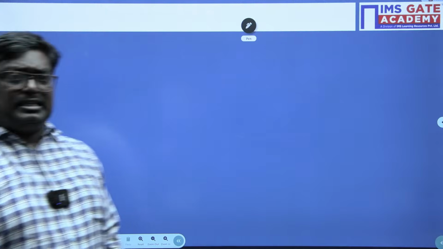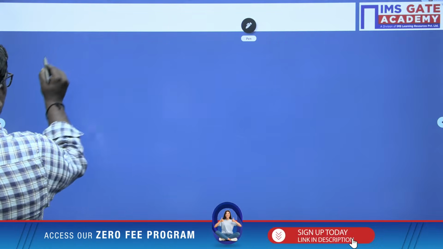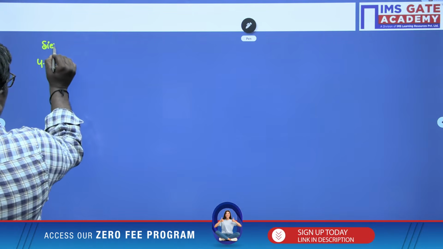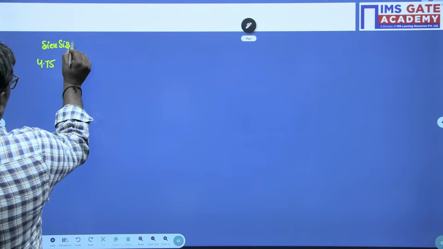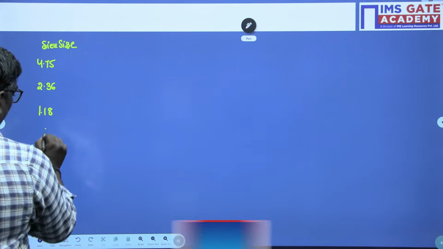Now, my dear students, let us understand what is sieve analysis. In sieve analysis, the first sieve size is 4.75, then there can be 2.36, 1.18, like that up to 2 micron.